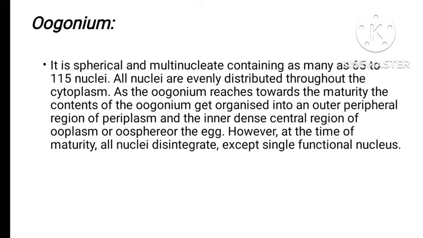The next one is oogonium. It is peripheral and multinucleate, containing as many as 65 to 115 nuclei. All nuclei are evenly distributed throughout the cytoplasm. As the oogonium reaches maturity, its contents get organized into the outer peripheral region of periplasm and the inner dense central region of ooplasm, the egg. However, at maturity, all nuclei disintegrate except a single functional nucleus.